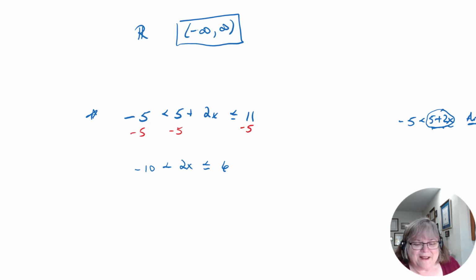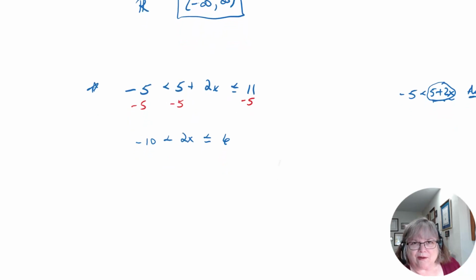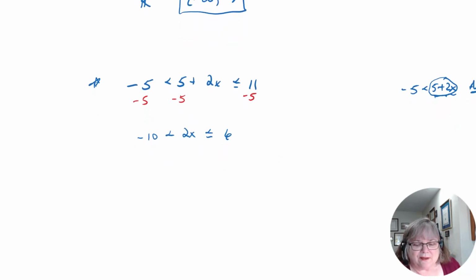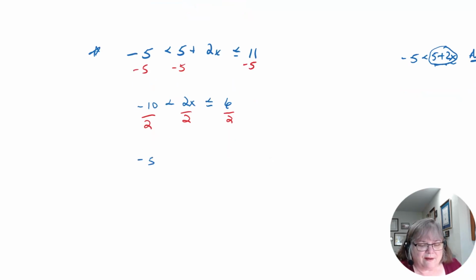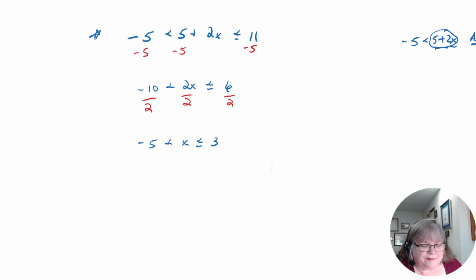All right. Now, same principles as before. I want to know what a 1x is. I don't want to know what 2x's are doing. So this is 2 times something, so I'm going to divide. And what you do to one side, you do to all three sides. So negative 10 divided by 2 is negative 5, is less than x, is less than or equal to 3.